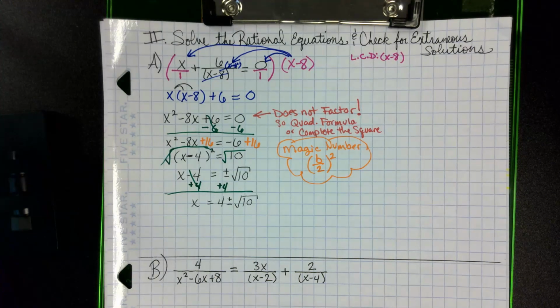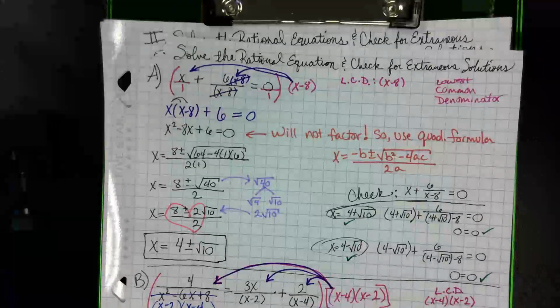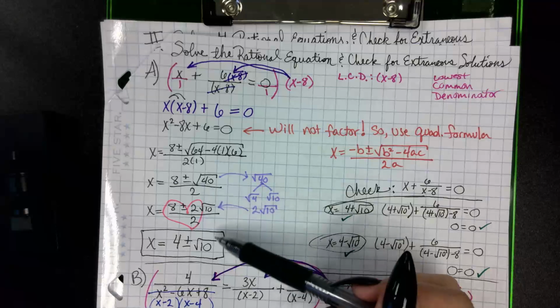So potentially I have two answers. I have 4 plus the square root of 10, and I have 4 minus the square root of 10. If you did the quadratic formula, you would get the same result. You would just have to do the formula and then simplify the radical. It was a lot of work. In fact, I have it here if you want to take a look. Whenever you do the quadratic formula, it's this. And I still got the same thing.